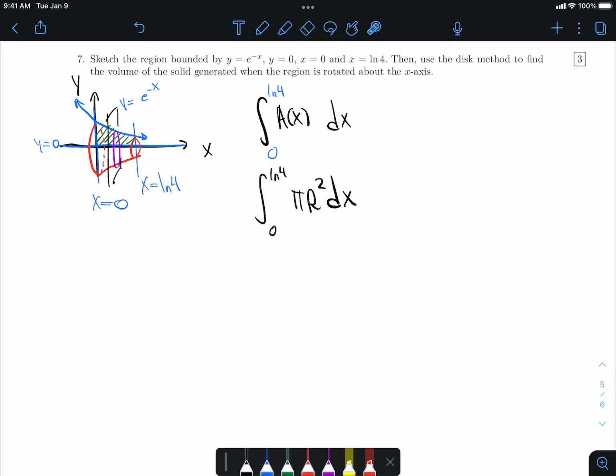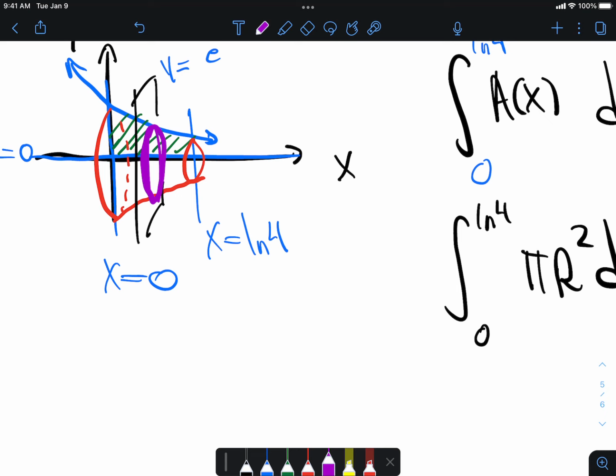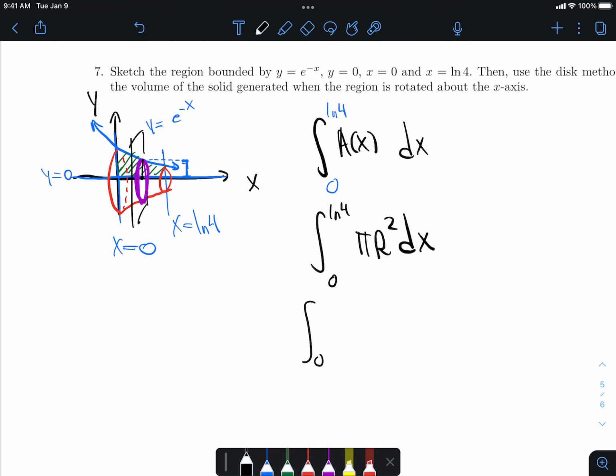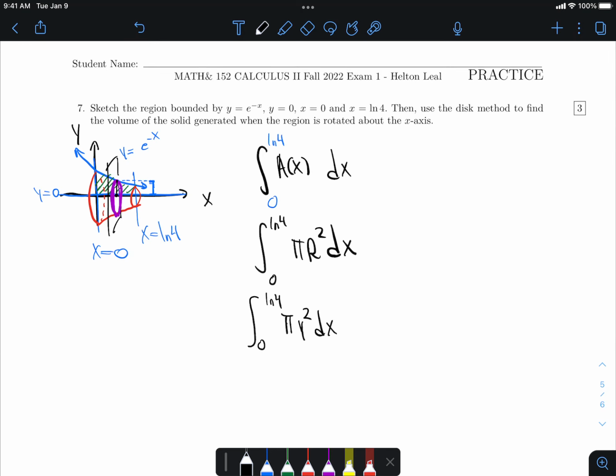What is the radius on each of those circles? Look at that purple circle in the middle right there. What's the center? It is right here on the x-axis. This is the center right there. And the radius is the distance from the center to one of its points. It is this height right there. It is y. For each x, we have a different circle, a different radius. So that is y. This is the integral from 0 to ln 4 of pi y squared dx, because y is the radius. Y is the distance from the center to the point on the circle.